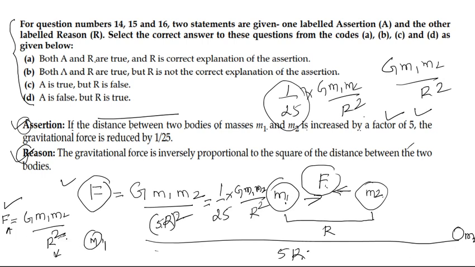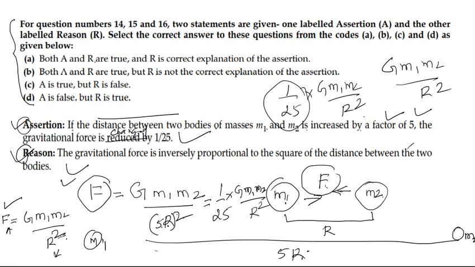Now see. First read again. If the distance between two objects m1 and m2 is increased by the factor 5, the gravitational force is reduced by 1 by 25th. It's true. The gravitational force is inversely proportional to the distance between the two bodies. That's also true. Both are true. We have understood now. But please make a correction: gravitational force is changed by 1 by 25.